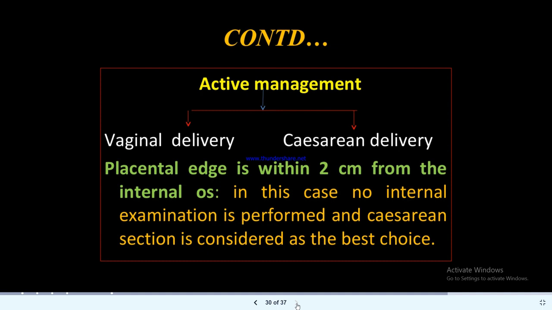Placental edge is within 2 cm from the internal os. In this case, no internal examination is performed and cesarean section is considered the best choice.